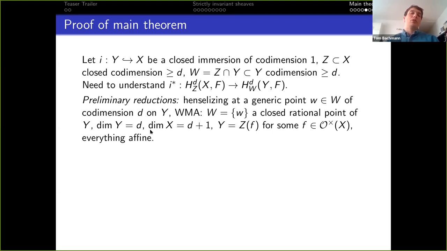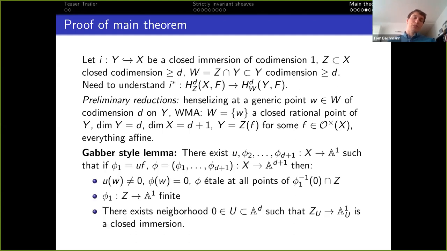Okay, and because I've also localized, the W is a closed point of codimension D on Y, so then Y must have dimension D, and it was a codimension one immersion, so then X has dimension D plus one. And also Y is supposed to be some smooth subscheme of codimension one, so locally it's cut out by one equation. I can choose that one equation, I call it F. And everything is affine and small and nice. So we've made the problem a little bit easier.